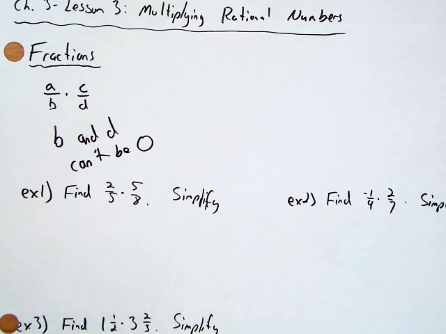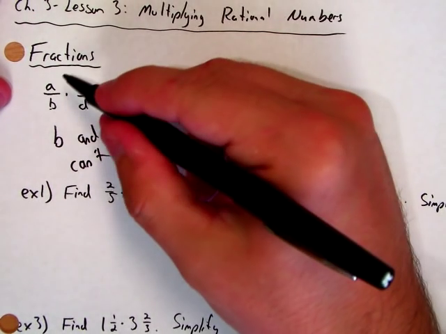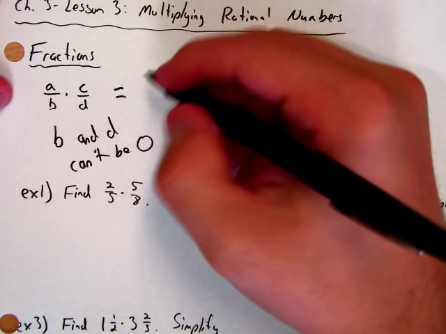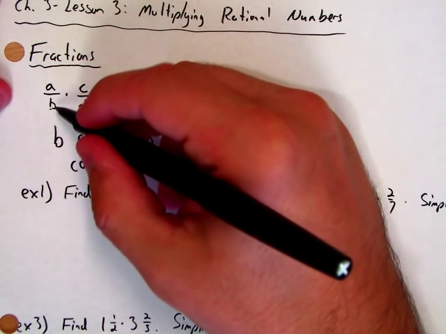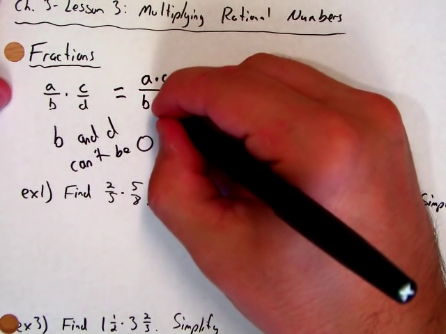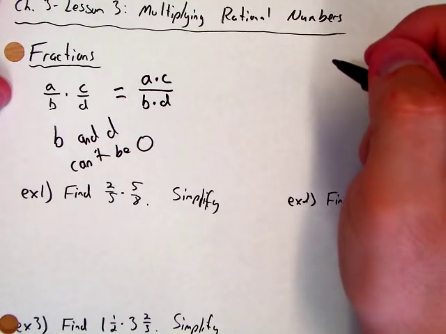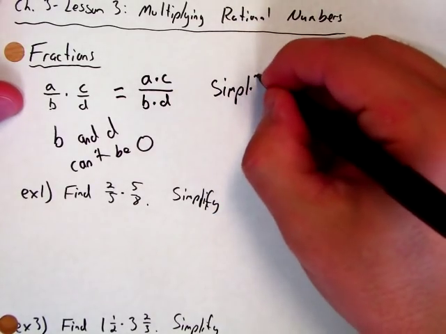So, when we start multiplying fractions together, we simply do numerator times numerator, so A times C, and then denominator times denominator, so B times D. And then, of course, we have to simplify at the end if we can.